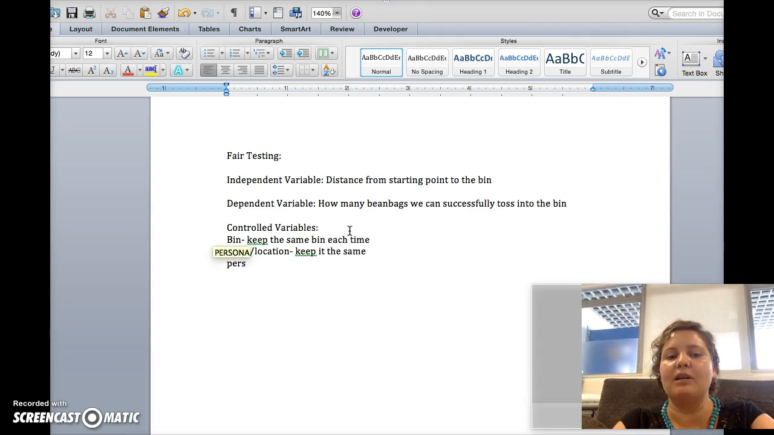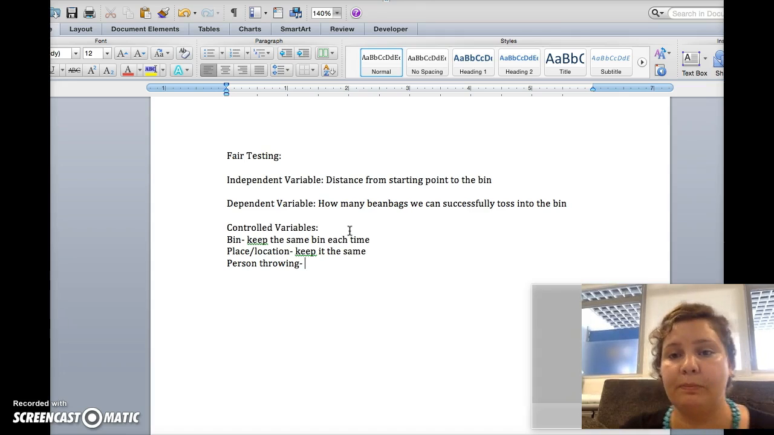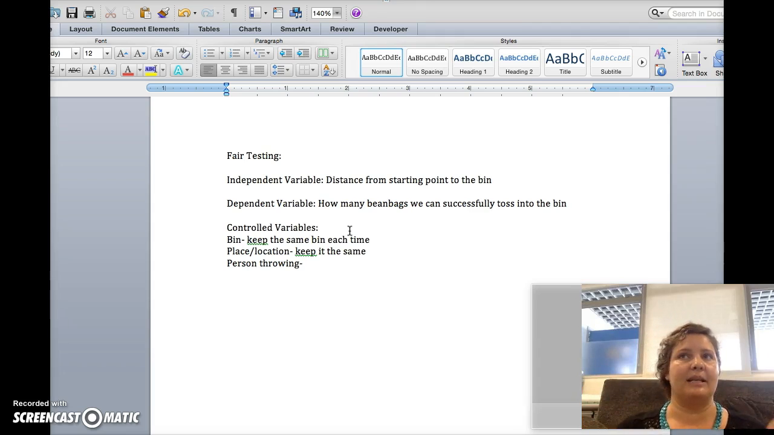The next is the person throwing. Some people might have better aim than the others. For example, I have super aim because I'm a superhero. Mr. Chicken has no aim. So if he threw sometimes and I threw sometimes, then it wouldn't be fair. It would not be fair testing. So the person throwing needs to keep the same. Also, some people are stronger than others.